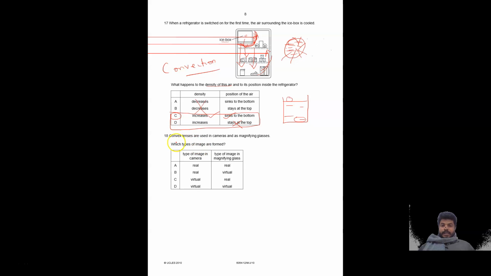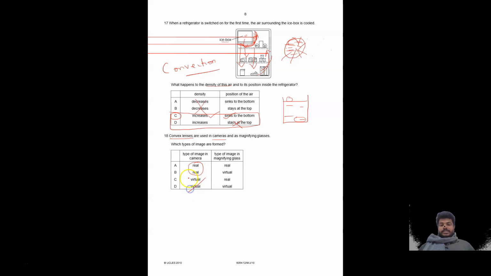Question number 18. Convex lenses are used in cameras and as magnifying glasses. Which type of image is formed? Okay, convex lens used in a camera and as a magnifying glass. So here is a fact: the camera always gets a real picture.